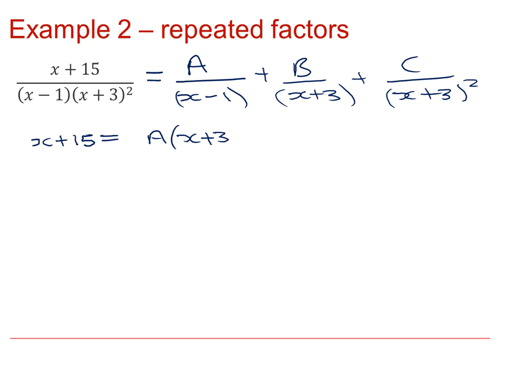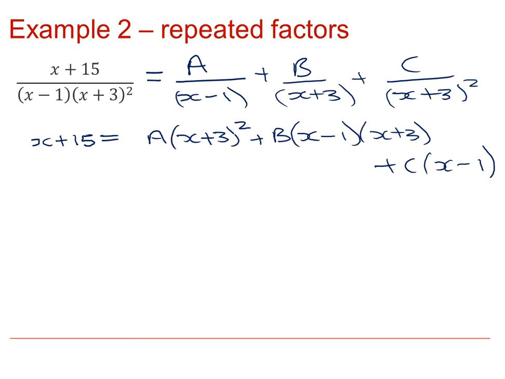times (x plus 3) squared plus B(x minus 1)(x plus 3) plus C lots of (x minus 1). Let's choose our x values carefully to work out those coefficients. First, let's set x equal to 1. We would get that 16 equals 16A, so in other words 1 plus 3 all squared, so 4 squared is 16, tells us that A must be 1.